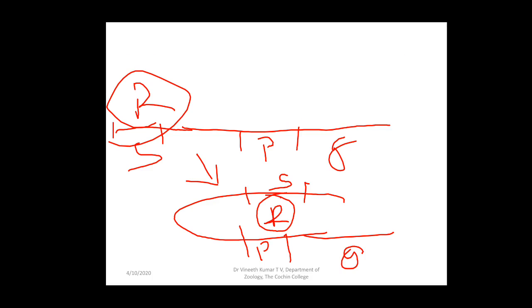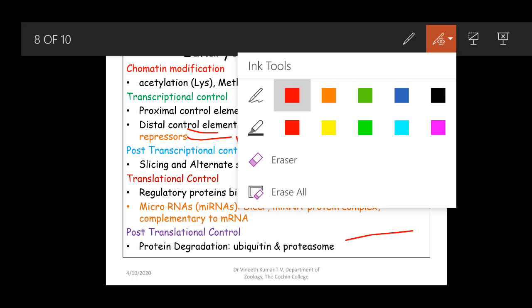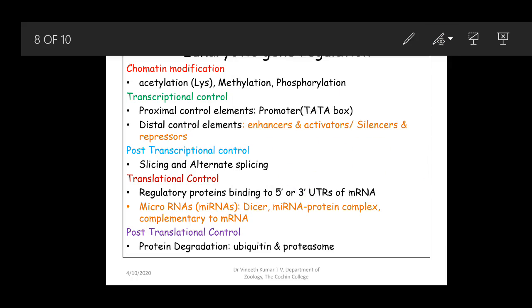The enhancer element, the silencer, the activator, the repressor, such things are usually asked as 1-mark questions. So that was about the transcriptional control. We talked about proximal as well as distal.